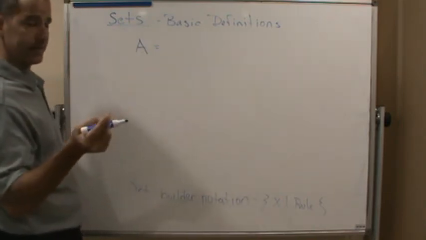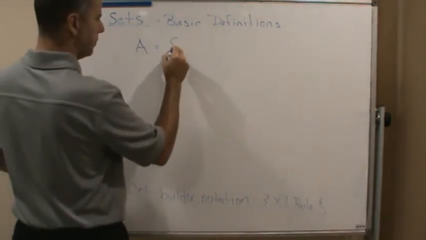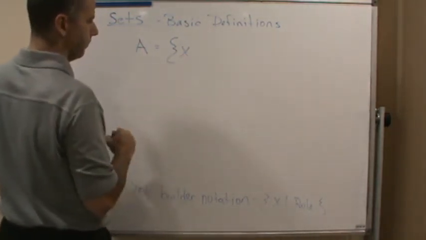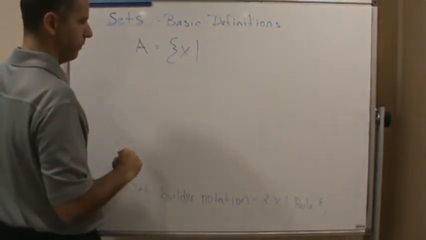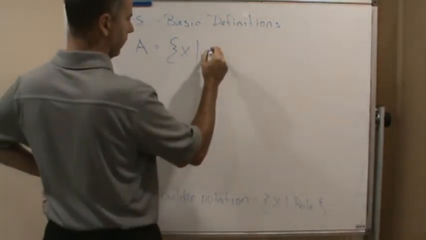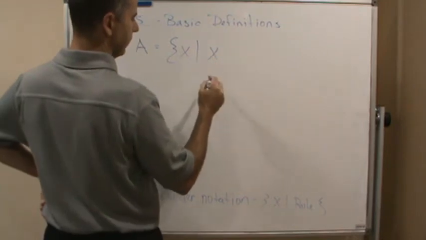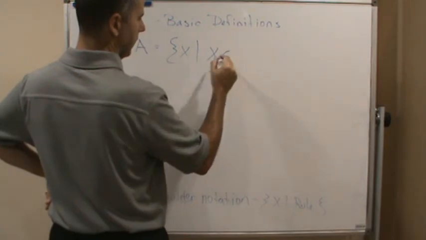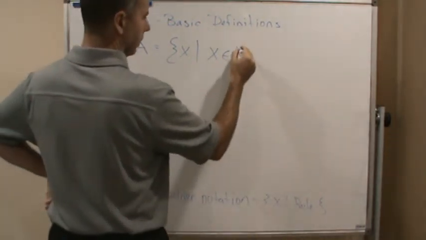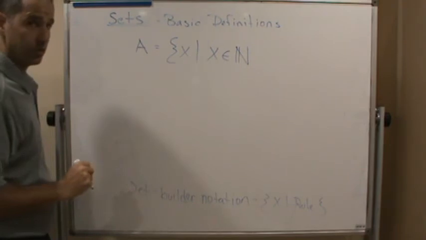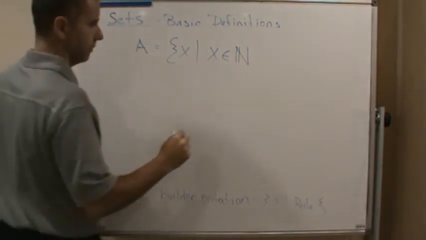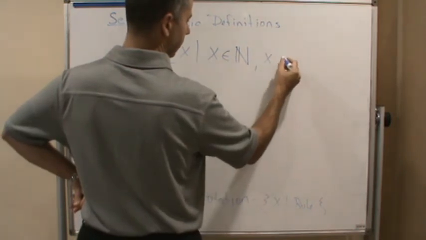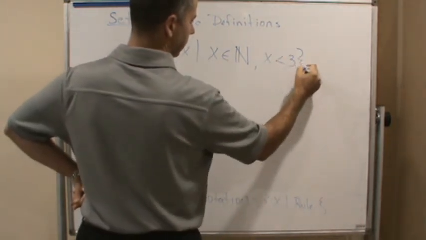Well, how would I write that in set builder notation? I would write it this way. I want to say that, hey, the set of all x such that x is an element of the natural numbers, comma, x is less than 3.